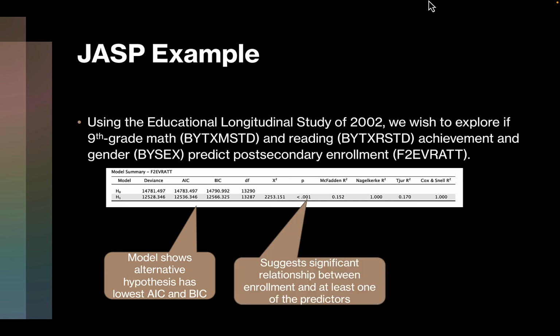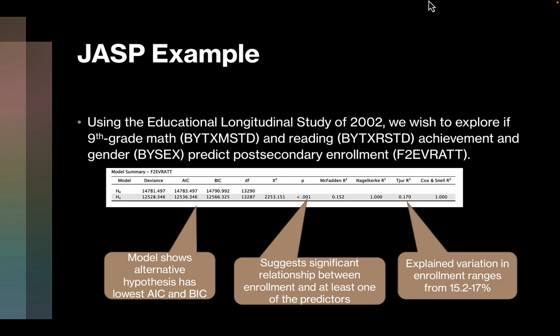All right, and in our omnibus test, with our chi-square value, we see a significant p-value of less than 0.001, which suggests a significant relationship between enrollment and at least one of the predictors. And then with our pseudo R-squared, we see that it ranges from 15.2% for McFadden to 17% for Jur. So we can say that explained variation in enrollment ranges from 15.2 to 17%.